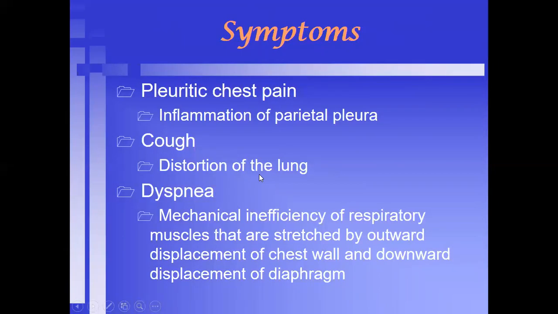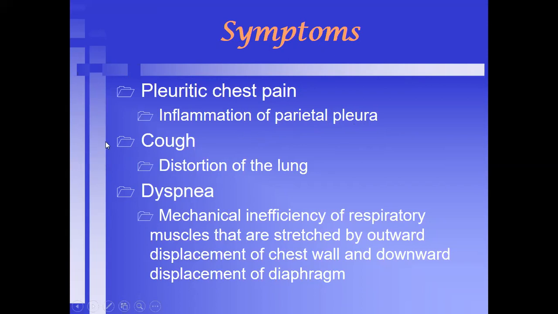So symptoms of pleural effusion would be first your pleuritic chest pain. Pleuritic meaning if the pleura is stretched, such as during deep inspiration or during coughing, then that's the time that your patient will experience that chest pain. And this tells you that there is inflammation in your parietal pleura. Now, take note, it's only the parietal pleura that has your pain receptors, which is why we know that the parietal pleura is involved when you have pleuritic chest pain.